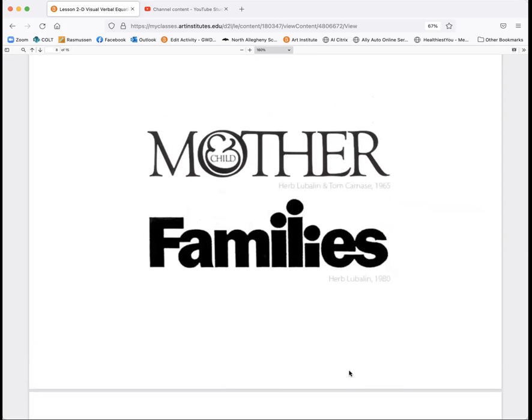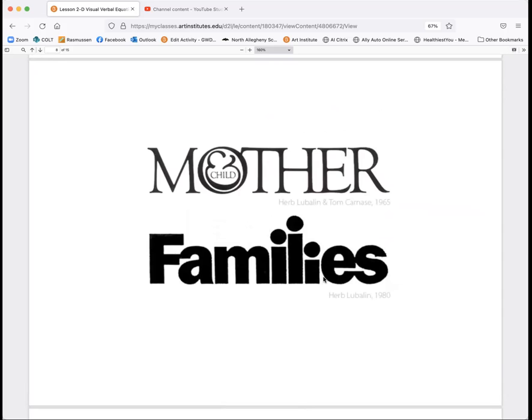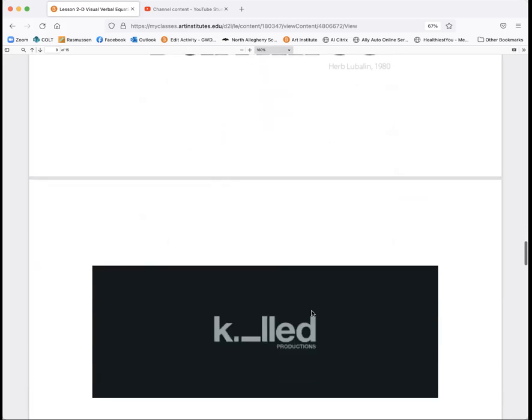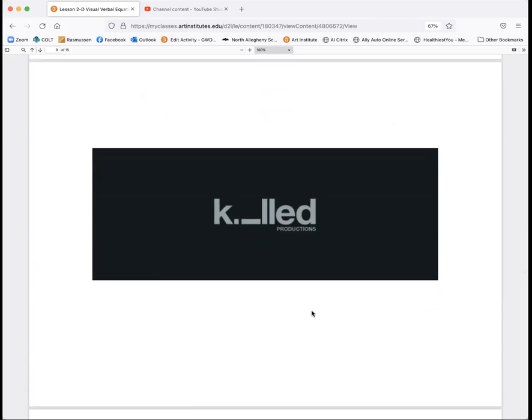Here's a really good example of two logos that Herb Lubalin and Tom Carnase, well, the top one is both, the other one's just Herb, created that really uses this visual and verbal technique. So you have the mother with the little ampersand sign and the O with the child almost looking like an embryo inside the mother's belly. And you have families with the little I's representing maybe a family of people, but it's still using a letter form.